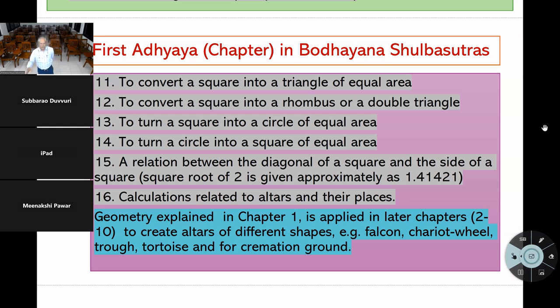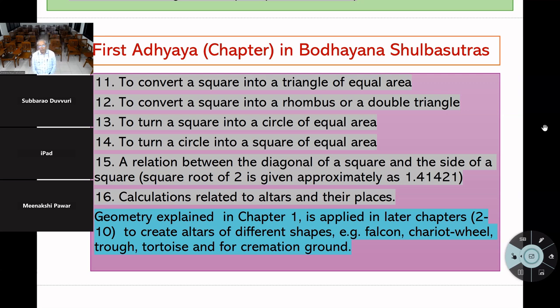So in those times the decimal point was not used, but whatever value of root 2 was given was a rational number. Rational number means you can actually construct any rational number by dividing the given cord into an equal number of parts. So there are geometrical constructions which can construct a rational number.